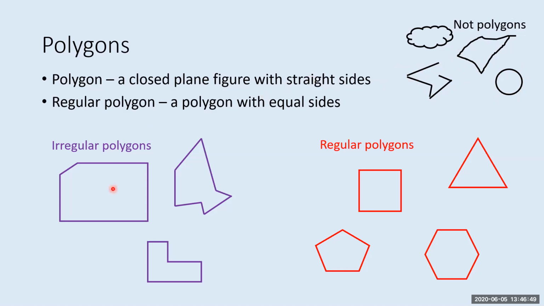And then towards the bottom of the screen here, I've got on the left-hand side some examples of irregular polygons, and on the right-hand side, examples of regular polygons. So regular polygons are polygons with equal sides. When you're looking at a flat shape with equal sides, all of the sides are the same. Sometimes you might see that called a regular polygon. And if it doesn't have equal sides, it's irregular.